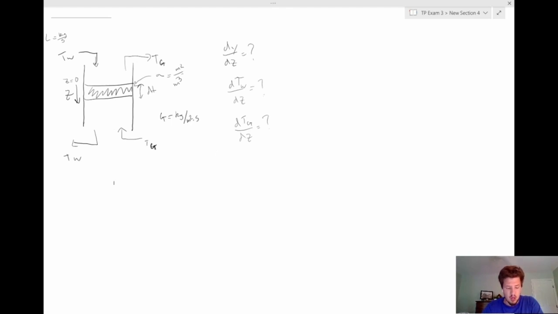Now, to start this part of the problem, we need to explain what is going on. The cooling water enters at the top of the column, where the height Z is equal to 0, and Z increases as it goes down the cooling tower. The cooling tower is also packed with a specific area of packing, in meters squared per meters cubed.